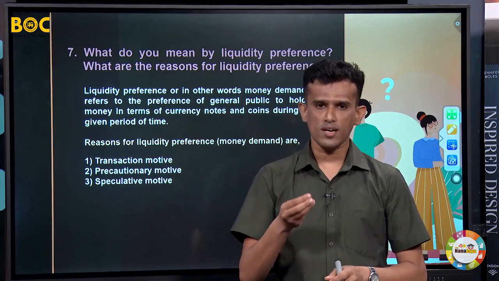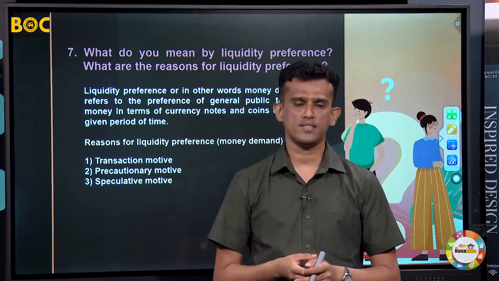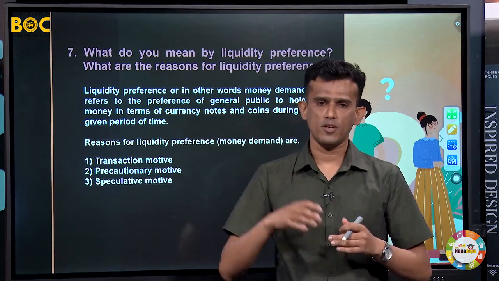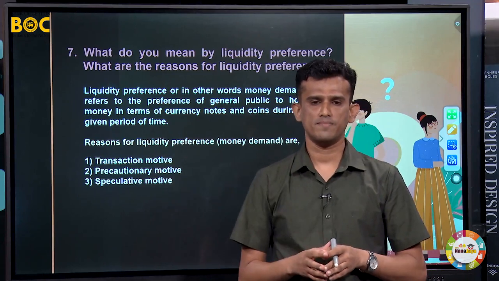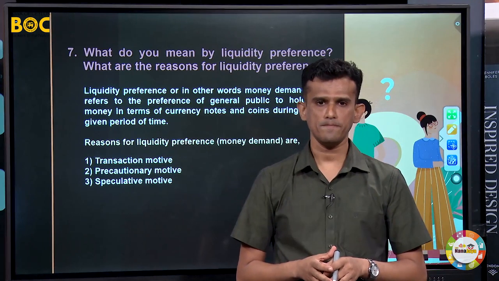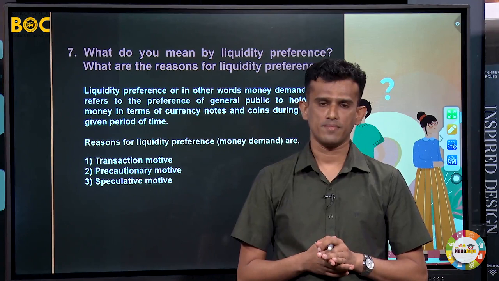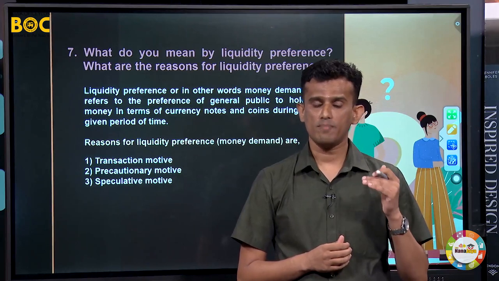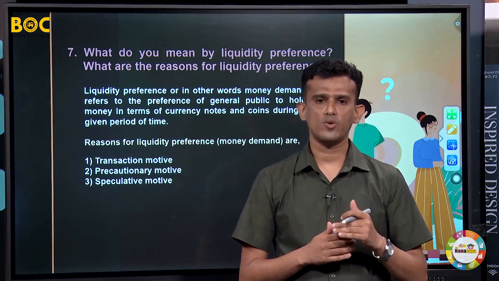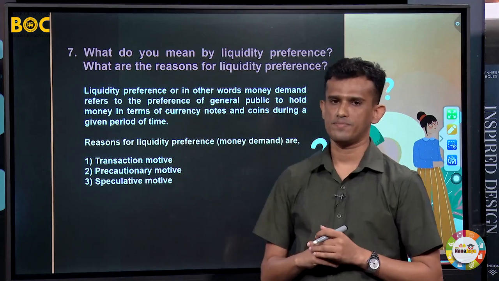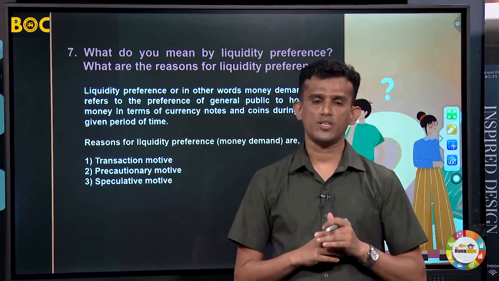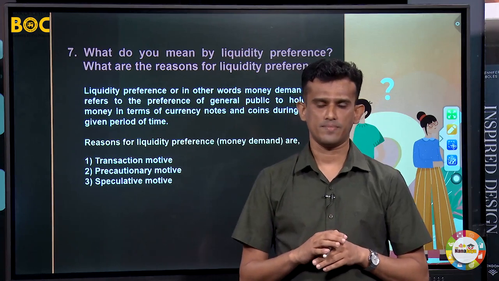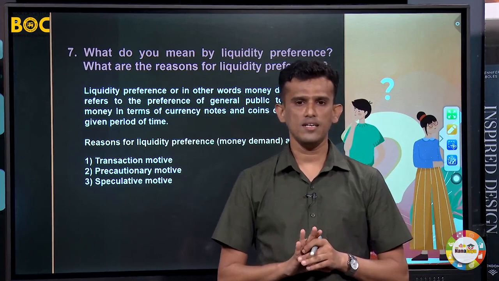What does this mean? Holding currencies in our hands creates an opportunity cost for us. It loses the opportunity of investing this somewhere else and generating some income for us. Even at such an opportunity cost, people tend to keep some cash balance with them for three major reasons. What are those? Transaction motive, precautionary motive, and then speculative motive are the three reasons as to why people create a demand for money. Liquidity preference and money demand are exactly the same.